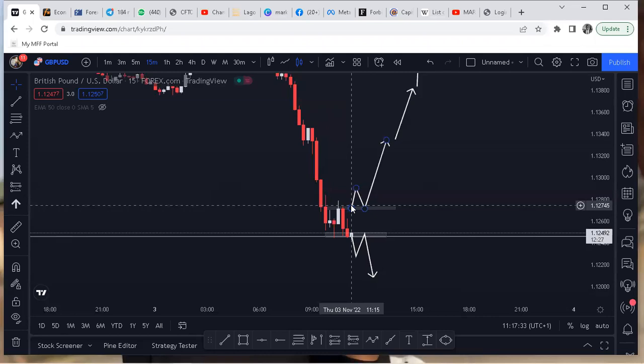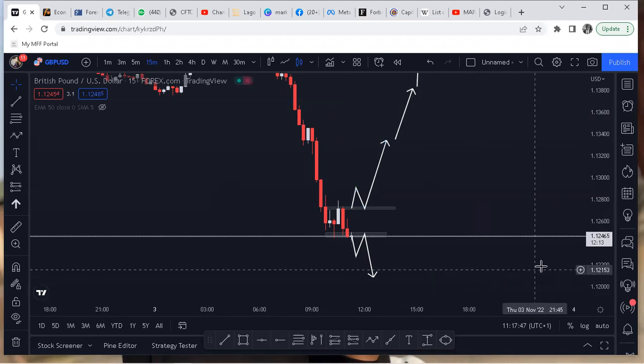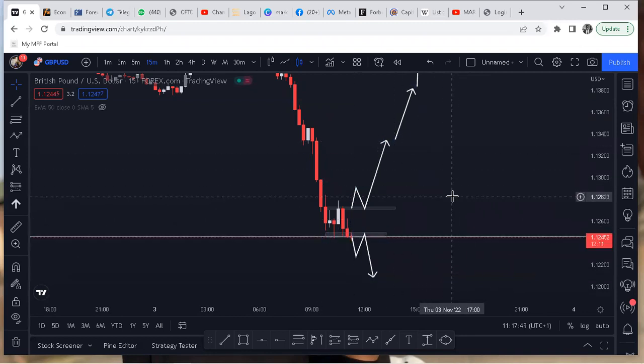I don't even trade pullbacks. Some people specialize in trading pullbacks, but I don't do that. I trade only impulse. If I see a pullback, I just wait for the impulse before I make my decision. Yeah, that's pretty much it.